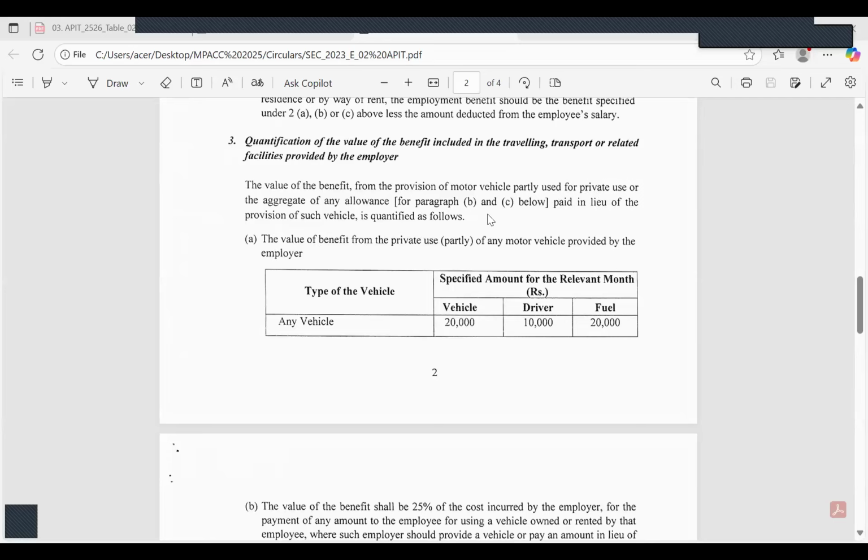So that vehicle is given for usage partly for private use. If this is exclusively for official use, we cannot calculate the vehicle benefit.